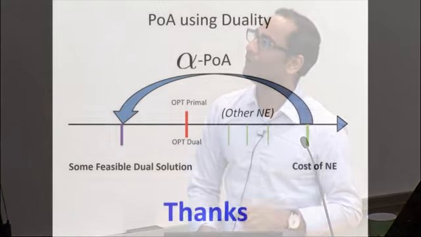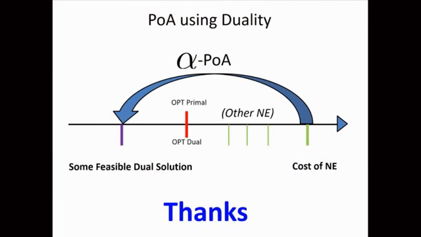Another thing this technique highlights is whether we can use this to bound the price of stability. If you start with some dual feasible solution and modify it in a way to converge to a Nash equilibrium, then we can also get price of stability results. Okay, I overshot by a couple of minutes, and that completes my talk. I will leave you with this picture of the entire framework. Thank you.